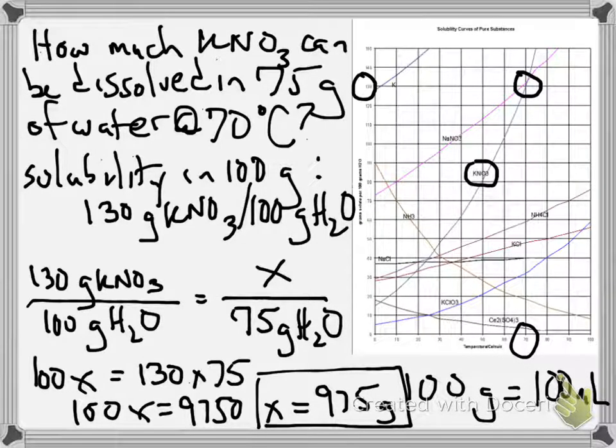And it makes sense that if we have less water, we'll be able to dissolve less solute, in this case, potassium nitrate. So hopefully this quick little tutorial gives you an idea of how to solve problems that require you to use a different amount of water than the 100 grams that are on the graph.